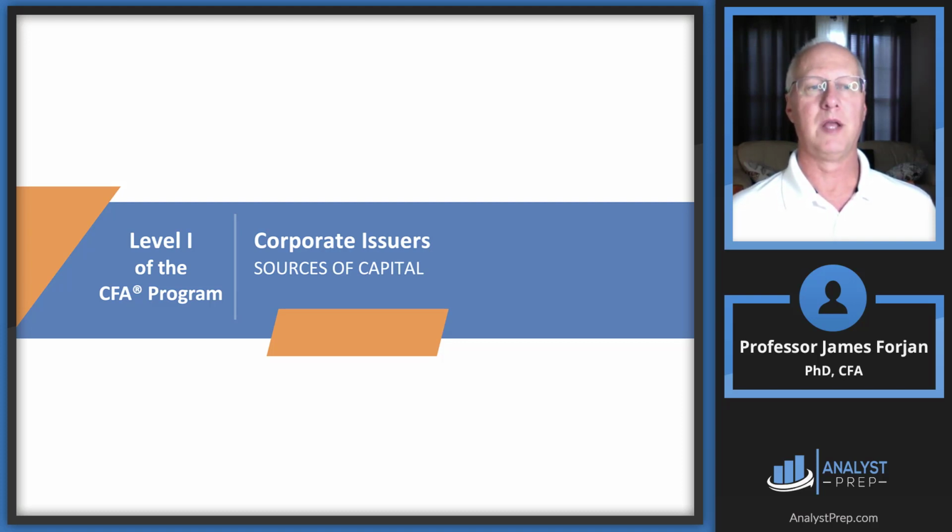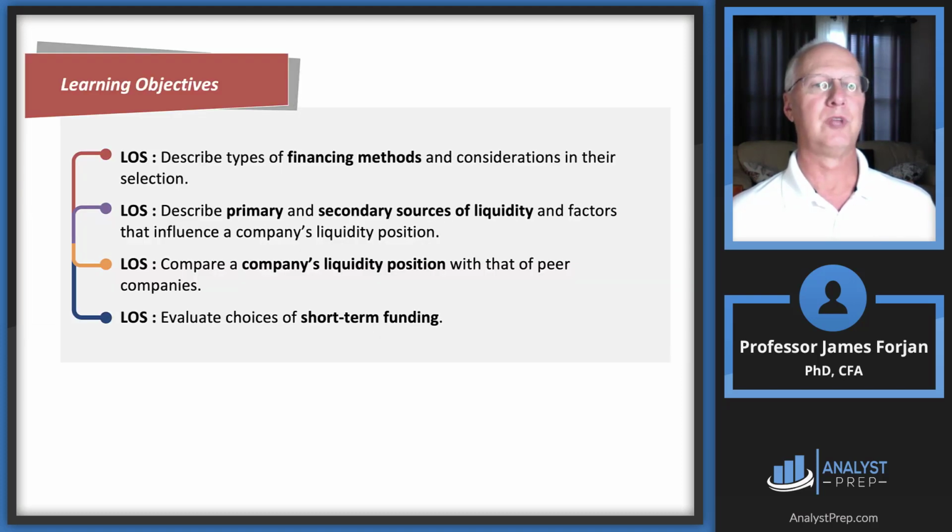Let me go ahead and remind you that in uses of capital, we examined the left-hand side of the balance sheet, what used to be called capital budgeting in the old readings. Now we're going to look at the right-hand side of the balance sheet, what used to be called capital structure in the old readings. But now this sources of capital is going to include both short and long-term sources of capital. So we're going to refer to this kind of as working capital management and capital structure. And you'll see that as we look through these learning objectives.